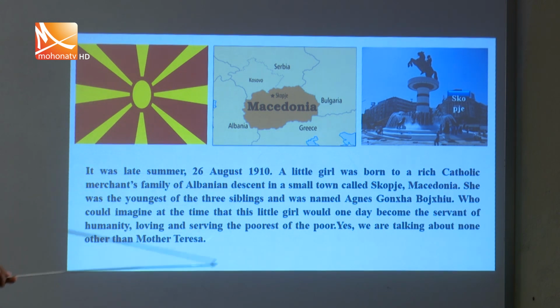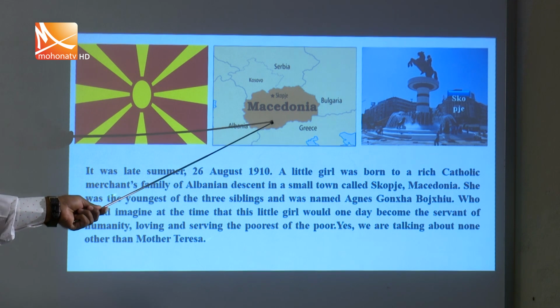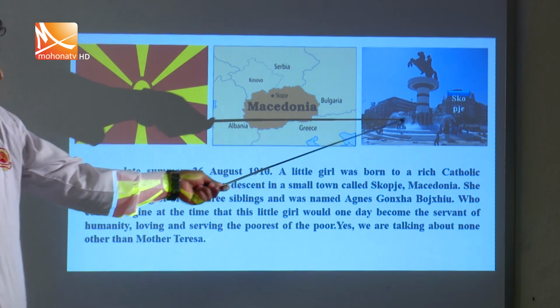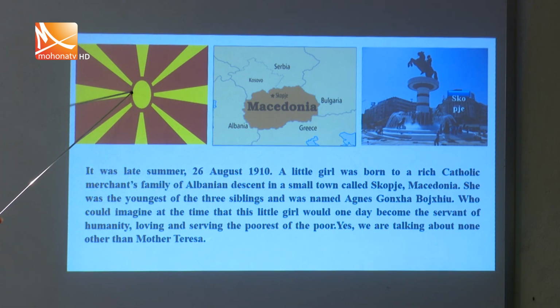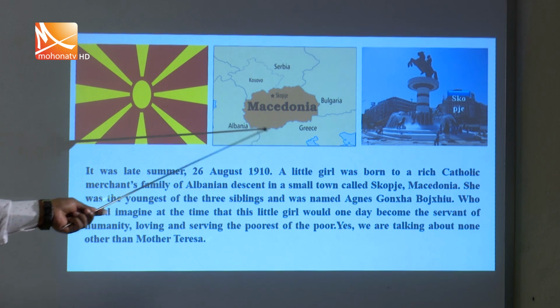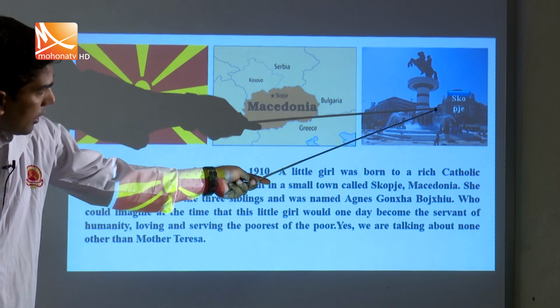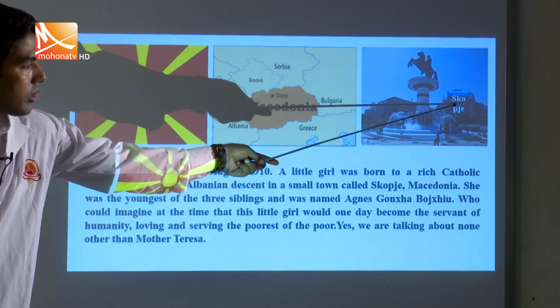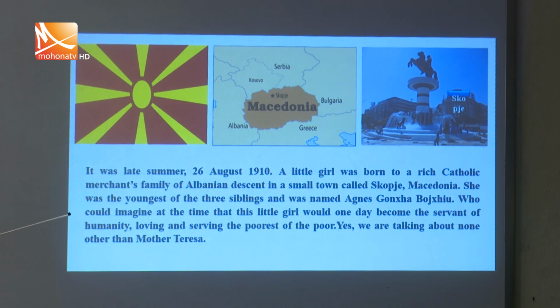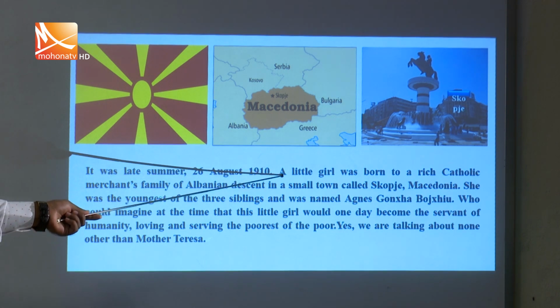At the very beginning of the slide we see there is a flag, an atlas picture, and a city picture, and I think you have got the point: this flag is of Macedonia, and there is an atlas of Macedonia, and the picture is of the capital of Macedonia, Skopje. Dear students, it was late summer, 26 August 1910.